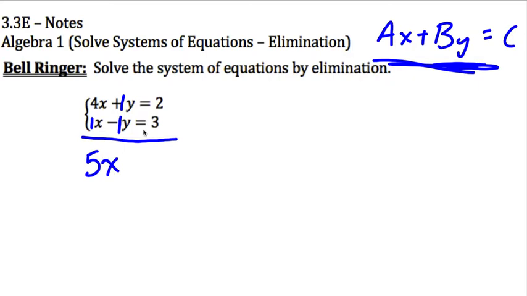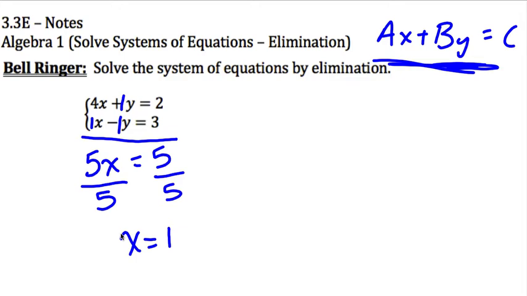Y minus y is 0, so there are 0 y. So we don't write 0 y, we just don't write y. And then 2 plus 3 is 5. Last thing we need to do to get x by itself is divide, because these are being multiplied, so we do the opposite and divide. And I have x equals 1.